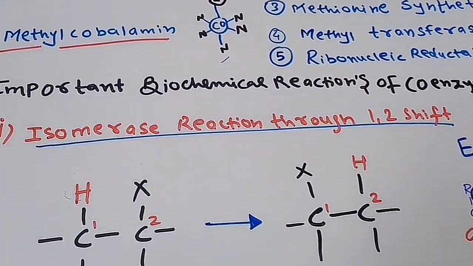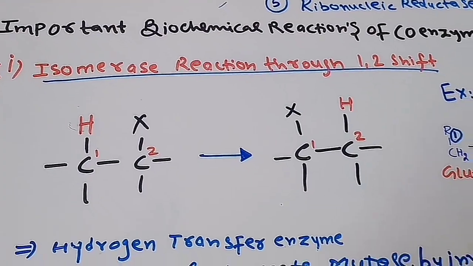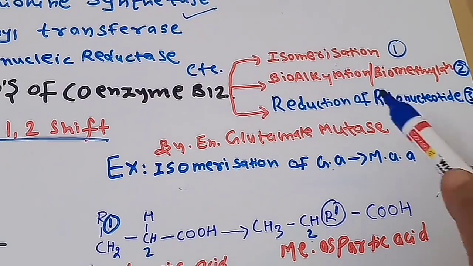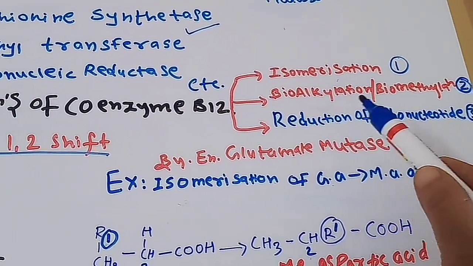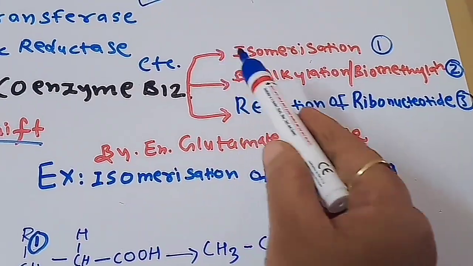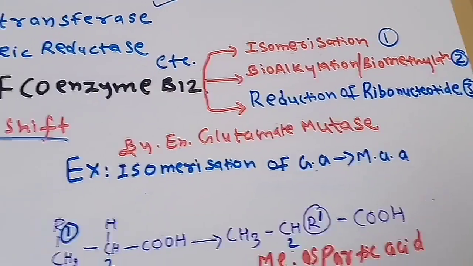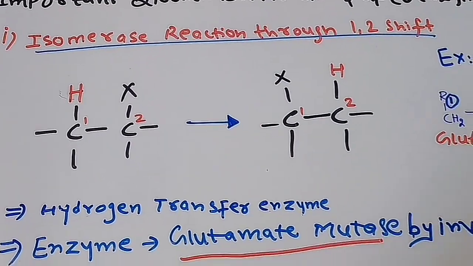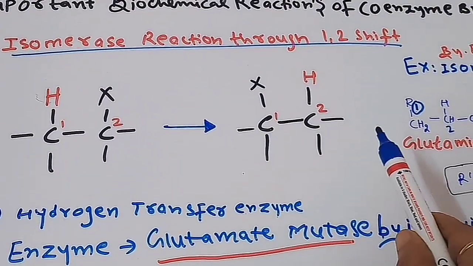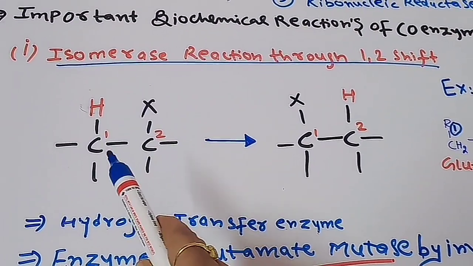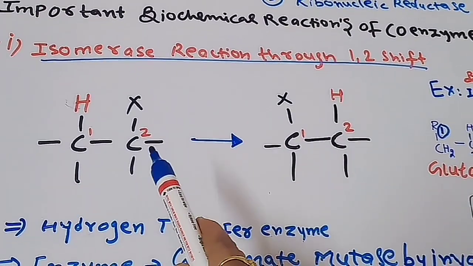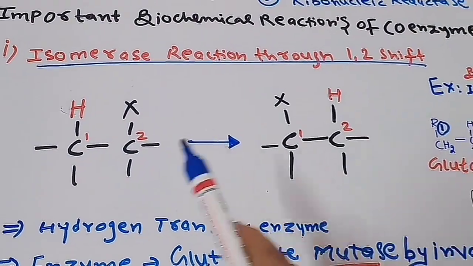Now some important biochemical reactions will be described here. There are 3 important reactions which we will talk about. First is isomerization, second is bioalkylation or biomethylation, and third is the reduction of ribonucleotide. The first reaction which I am going to explain is isomerization. This is an isomerase reaction through a 1,2 shift. Here in the diagram you can easily see these are the 1,2 positions of the carbon, and the H group is then changed to the second group. So it is a simple 1,2 shift of the substituent groups in any compound.